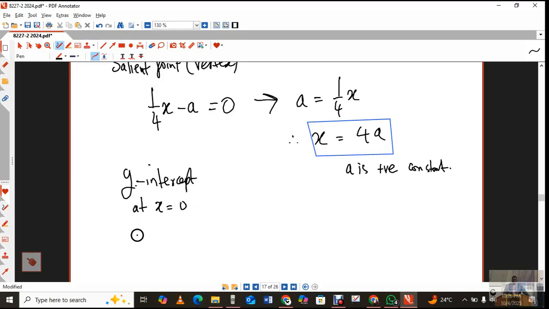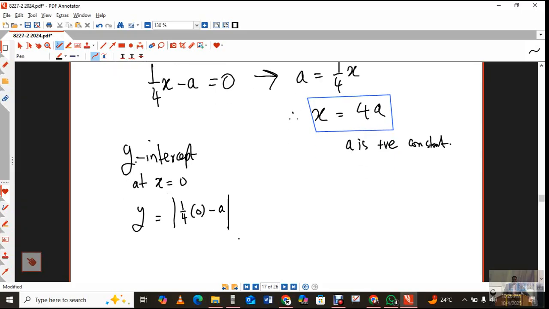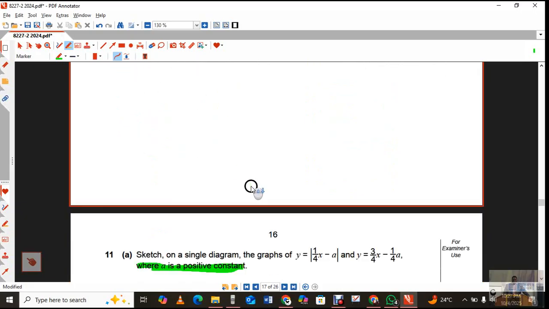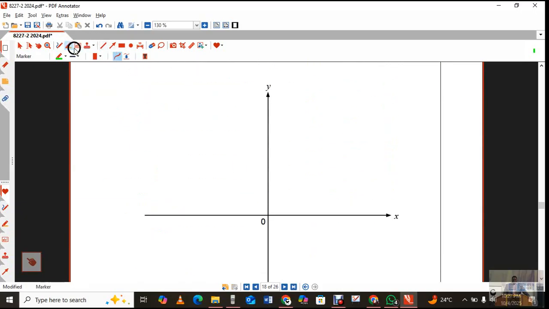So looking at my graph, I'm going to have the absolute value of negative a, which is a. So I know where the y-intercept is. It's going to take place at a. What else do I need to know? I have my a, y-intercept, and so on. Right. So let's go to the graph.